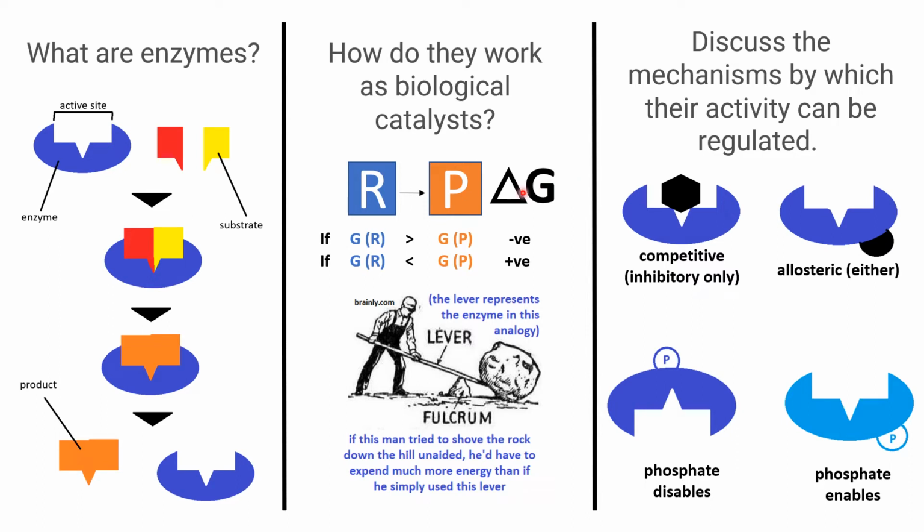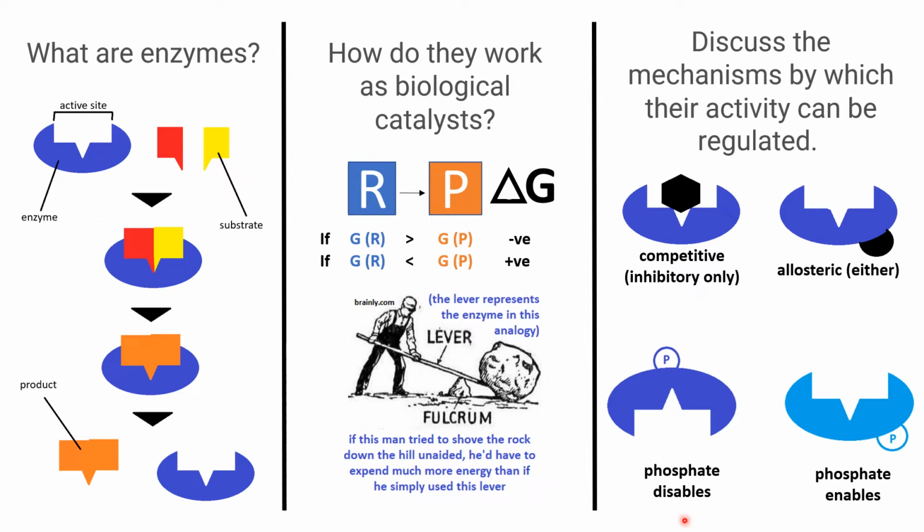If the free energy of the reactant in a chemical reaction is greater than that of the product, it's an exergonic reaction, and the delta G is negative, shown by the negative sign here. Likewise, if the free energy of the product is greater than that of the reactant, it's an endergonic reaction, and the delta G is positive, shown by the plus sign here.